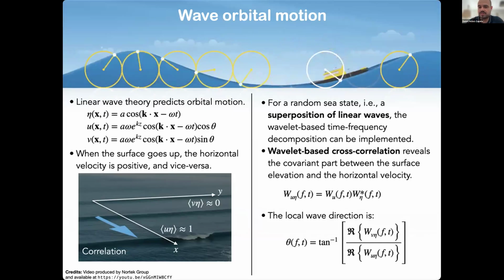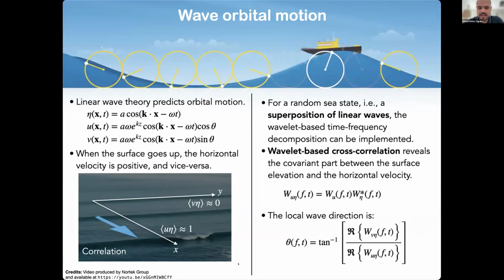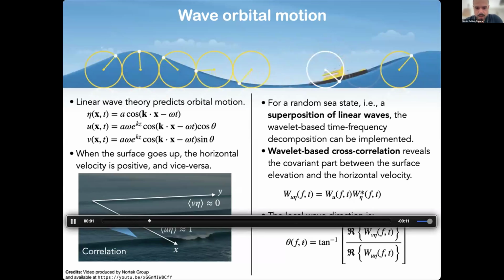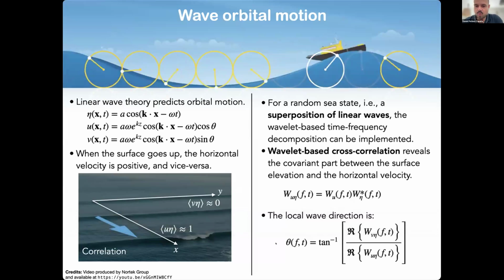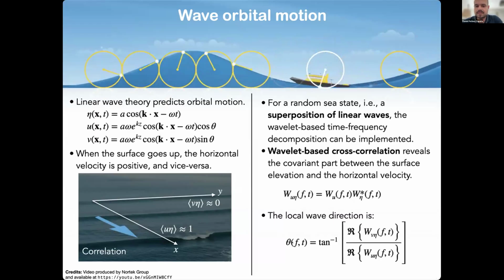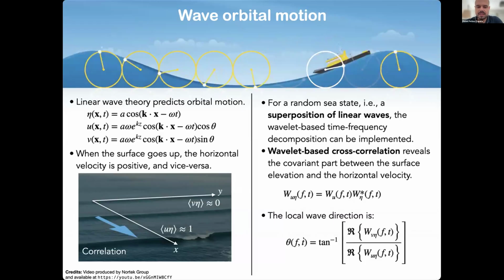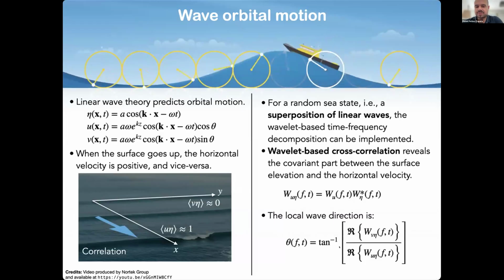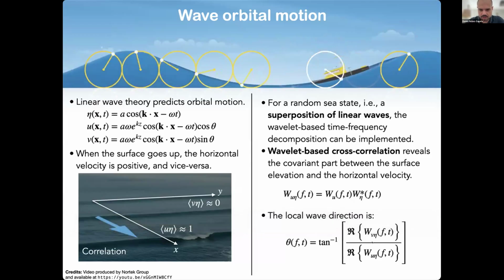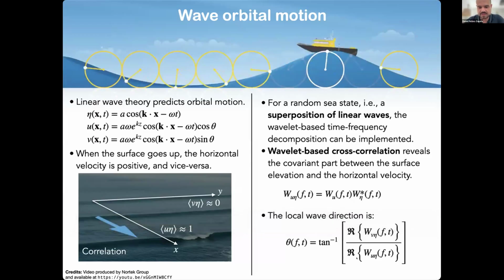and the horizontal velocity. So we can write the correlation like this, and we can have an estimation, again, of the time-frequency varying wave direction as a function of the ratio between the two correlations, the two wavelet coefficients.